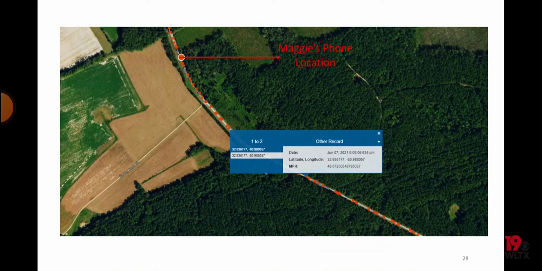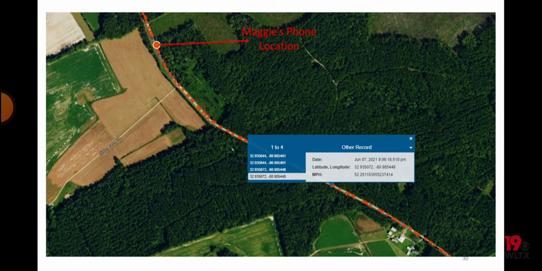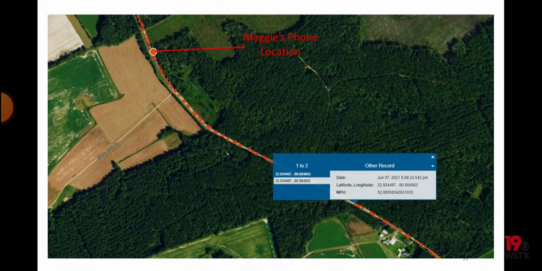Slide 28. This one's further down the road past Godley Farms Road, just for a reference point. This is 9:09:06, traveling 48.6 miles per hour. Slide 29. This is another data point in reference to where the phone location is, 9:09:18 p.m., traveling 49 miles per hour. And slide 30. This is going to be another data point at 9:09:18, traveling approximately 52 miles an hour. Slide 31. This is also going to be another one on Moselle Road, coming up to Dobson Road. It's going to be 9:09:24 p.m., traveling approximately 52 miles an hour.